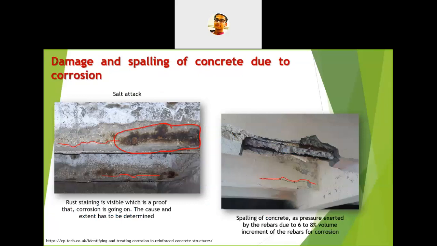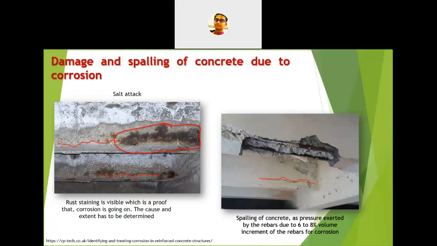Now there are some examples. You can see in the left side picture how the concrete surface gets damaged and spoiled due to corrosion. This is an example of salt attack. The rust stain is visible, which is proof that corrosion is going on and we have to do some repair work. But in the case of pre-stressing concrete, if you see such stains, there may be huge damage in the pre-stressing strands, because the corrosion started long before.